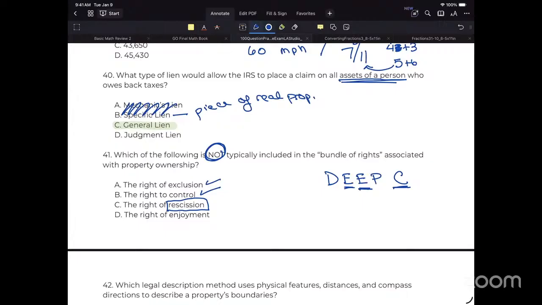Even if you don't know what these mean, if you remembered, oh, yeah, this is DEEP C, you could have gotten right of rescission. Now, rescission is the idea that when there's a breach in the contract or you're terminating a contract, it's over, it's terminated. Does that make sense? So that's going to be our answer because that's the one that's not included in the bundle of rights. All of the rest of them are.